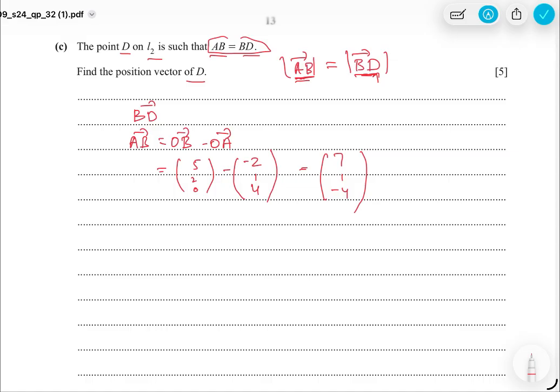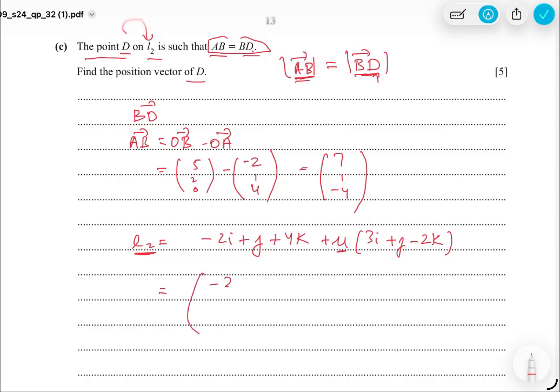Now, how can I find BD? Because we don't know the point D. But the point D is on L2. The point D is on L2. And what was the equation of line L2? You tell me that. What was the equation of line L2? The equation of line L2 was minus 2i plus j plus 4k plus mu times 3i plus j minus 2k. Now, all the points on L2, we can get them by changing this value of mu. Yes or no? We can get all the points.